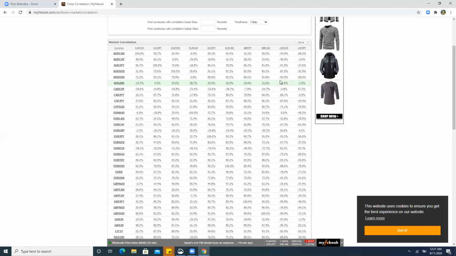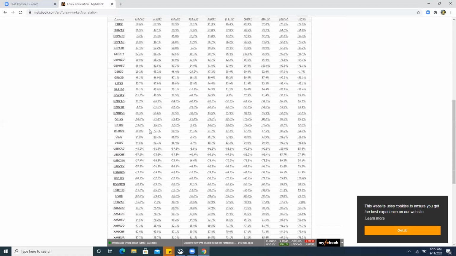So you can use this to see what pairs are moving like it. You can use it to say, well, if I'm selling UJ, I want to find a pair that's opposite of UJ. I can go down here and see UJ and then see that the Australian dollar, Canadian dollar has a negative correlation. So if I'm selling UJ, there's a 70% chance that AUD CAD will be going up if UJ is going down.